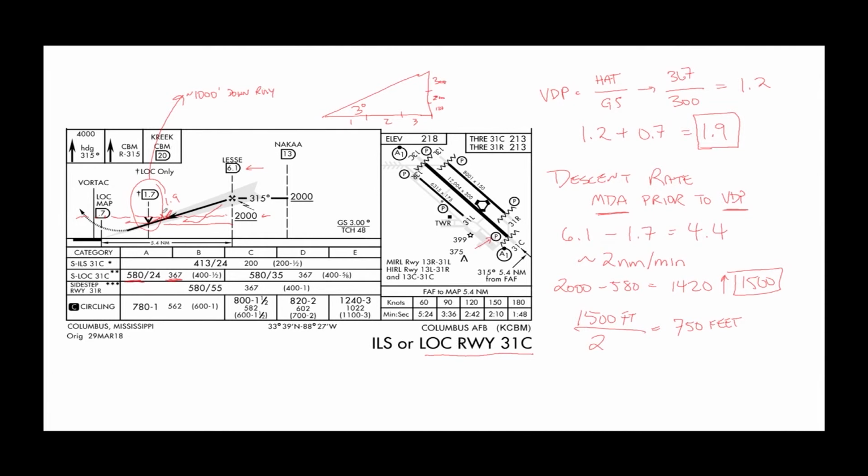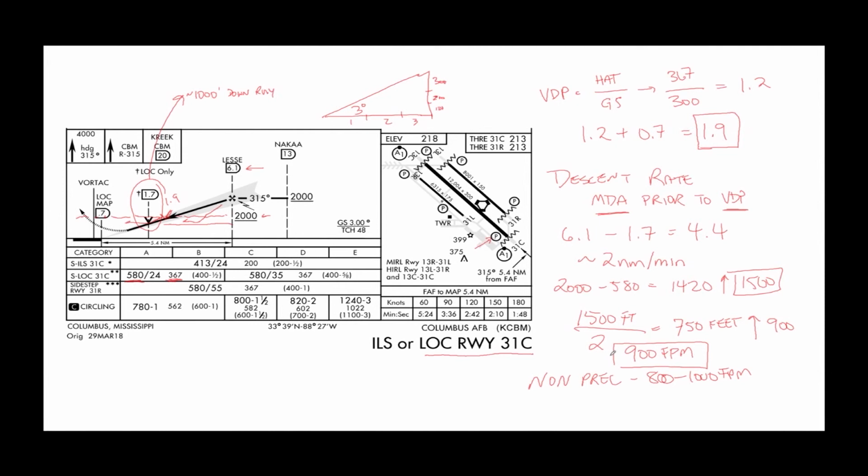Now, I don't want to use just 750 feet. That may not be aggressive enough to get to our MDA prior to the VDP. So what I want to do is round this up a little bit. I'm going to call it about 900. So I'm going to shoot for about a 900 foot per minute descent rate. Now, if you remember what the 217 says, for a non-precision approach, it recommends using about an 800 to 1,000 feet per minute descent rate. And we see here that our 900 foot per minute lies right there in the middle.